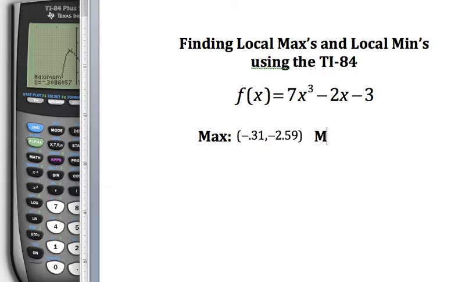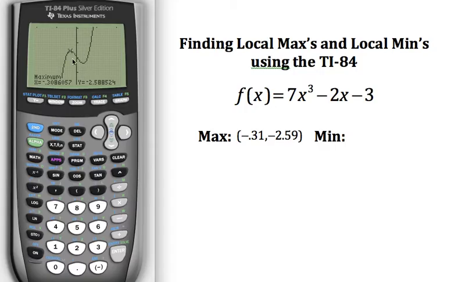Now I'm going to be finding the min next, so let's set that up. I've got to go through this whole process again, so I'm going to do second calc. I'm going to get my menu, and this time I want the minimum value, so I'm going to select 3. Again, it's going to ask me to go through those 3 steps: left bound, right bound, and guess. There's the blinking cursor. Right here's my minimum, so I'm going to arrow over just a little bit closer to it and hit enter. Right bound, I'm going to move the cursor to the right-hand side of that minimum value, hit enter, and then I'm going to guess about where that minimum would occur and hit enter.